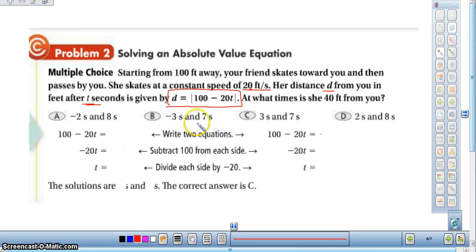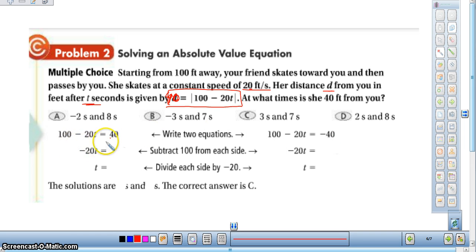So when we set up our equation, what we're really trying to say is that d equals 40. So we're really trying to put in 40 here. So 100 minus 20t, absolute value, one possible answer is that we would have 40. The other possible solution is negative 40.